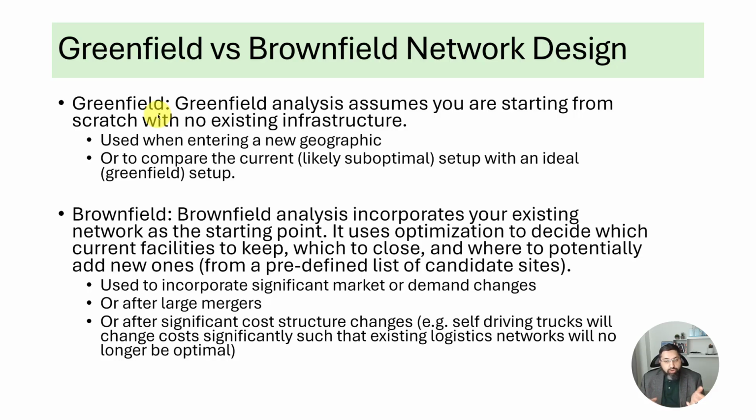Brownfield analysis incorporates the existing network as a starting point. So you give it locations of existing facilities, and you can tell the model which facilities it can close and which facilities it must keep open. If you have distribution centers which it is acceptable to you to close, you can specify that these are optional, you can use them or close them.